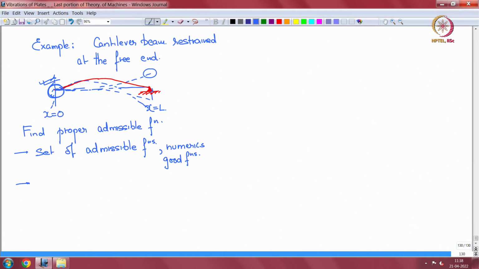So we are going to take the displacement W of x comma t to be this mode shape times the natural frequency of vibration, and I am going to take the same admissible functions good for the cantilever case, G_j (x by L) to the power j plus 1, j going from 1 to n, etc.